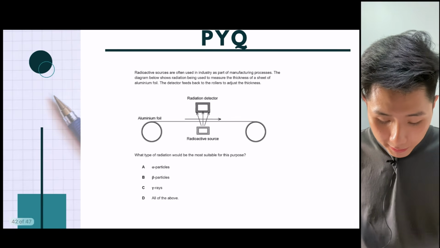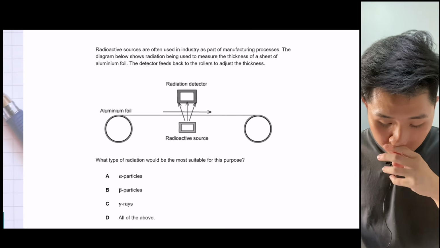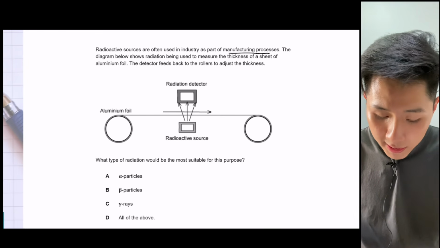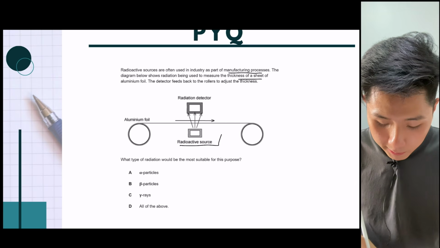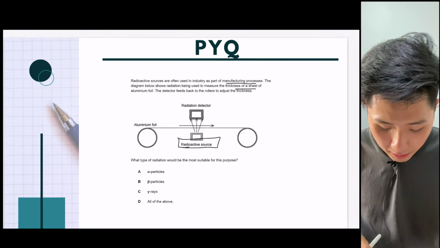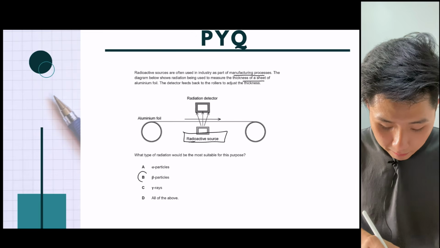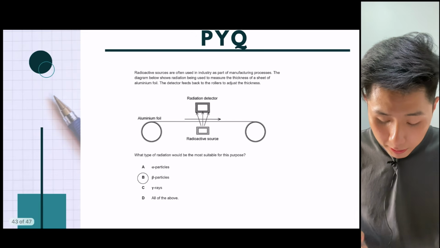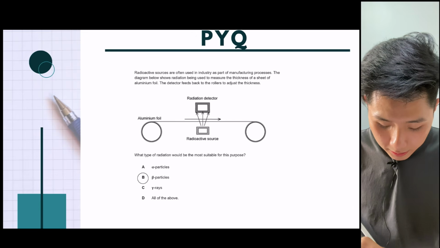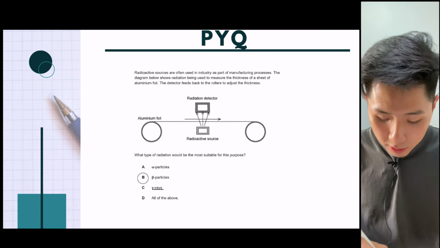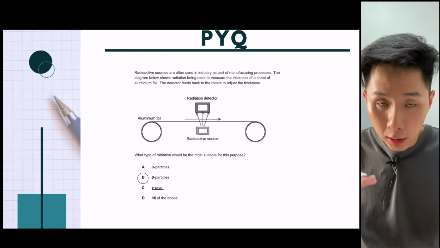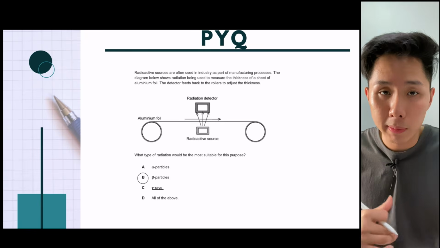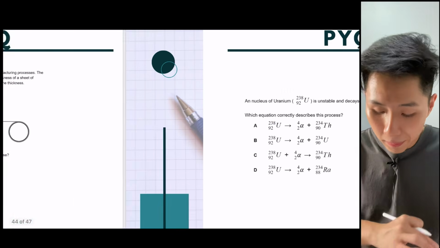Great. So next one, radioactive sources are used in manufacturing processes. The diagram shows how radiation is used to measure thickness. Okay, so for this one, we know that the answer is beta particles. That's something that we learned, because for gamma rays, it will just pass through. It will make no difference to whether the aluminum is thick or not. An alpha particle will just be absorbed, so it will not be suitable.